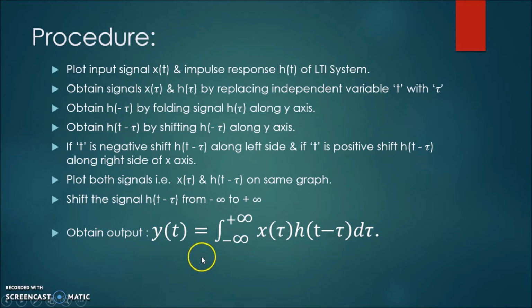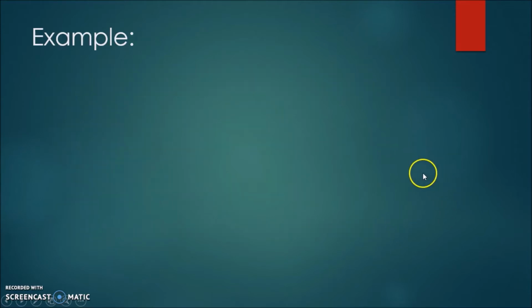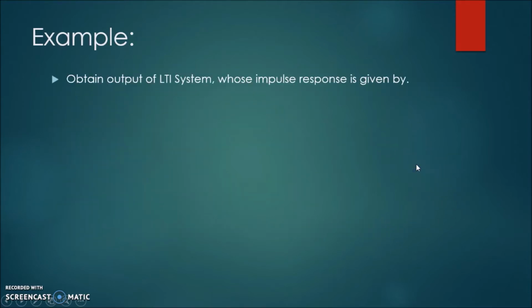And to obtain the convolution, we use the convolution integral, that is y of t is equal to the integral running from minus infinity up to plus infinity of x of tau h of t minus tau d tau. Let us solve one example.